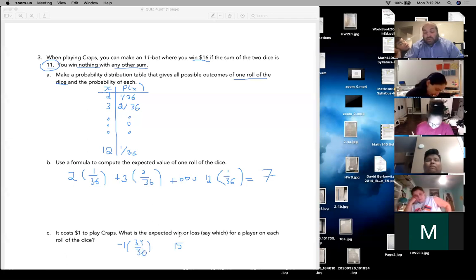If you're hungry, go downstairs to your dad. And the likelihood of winning $15 is getting a, oh, don't hit my elbow. 2 out of 36.